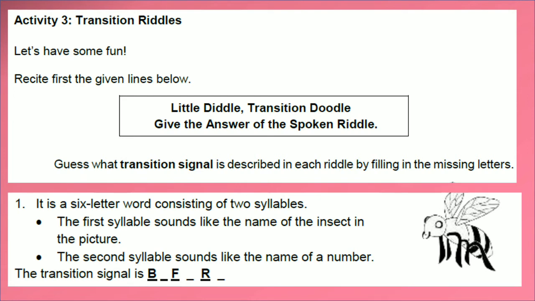Number 1. It is a 6-letter word consisting of 2 syllables. The first syllable sounds like the name of the insect in the picture. The second syllable sounds like the name of a number. The transition signal is B blank F E F blank R blank.